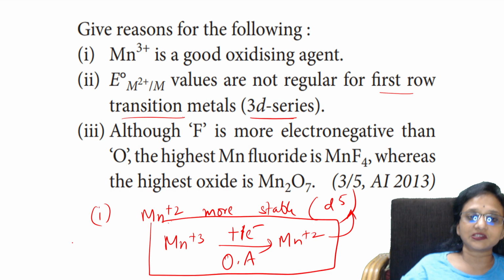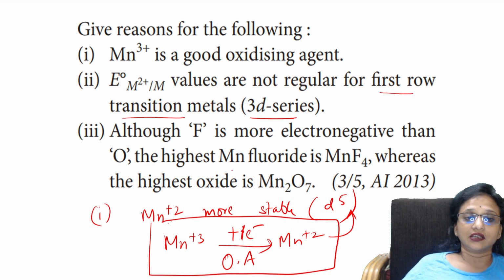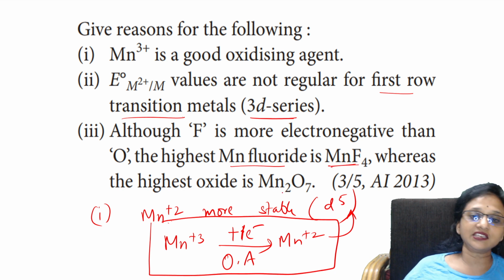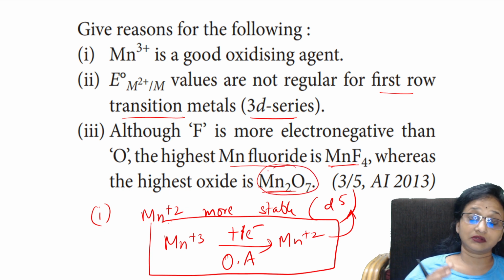Third question is, although fluorine is more electronegative than oxygen, the highest manganese fluoride is MnF4, whereas the highest oxide is Mn2O7, with the highest oxidation state of +7. Simple, students, they're asking, fluorine is more electronegative, but what is manganese doing? It is forming bonds with oxygen only in the higher oxidation state. What is the reason? So how should I write the reason?